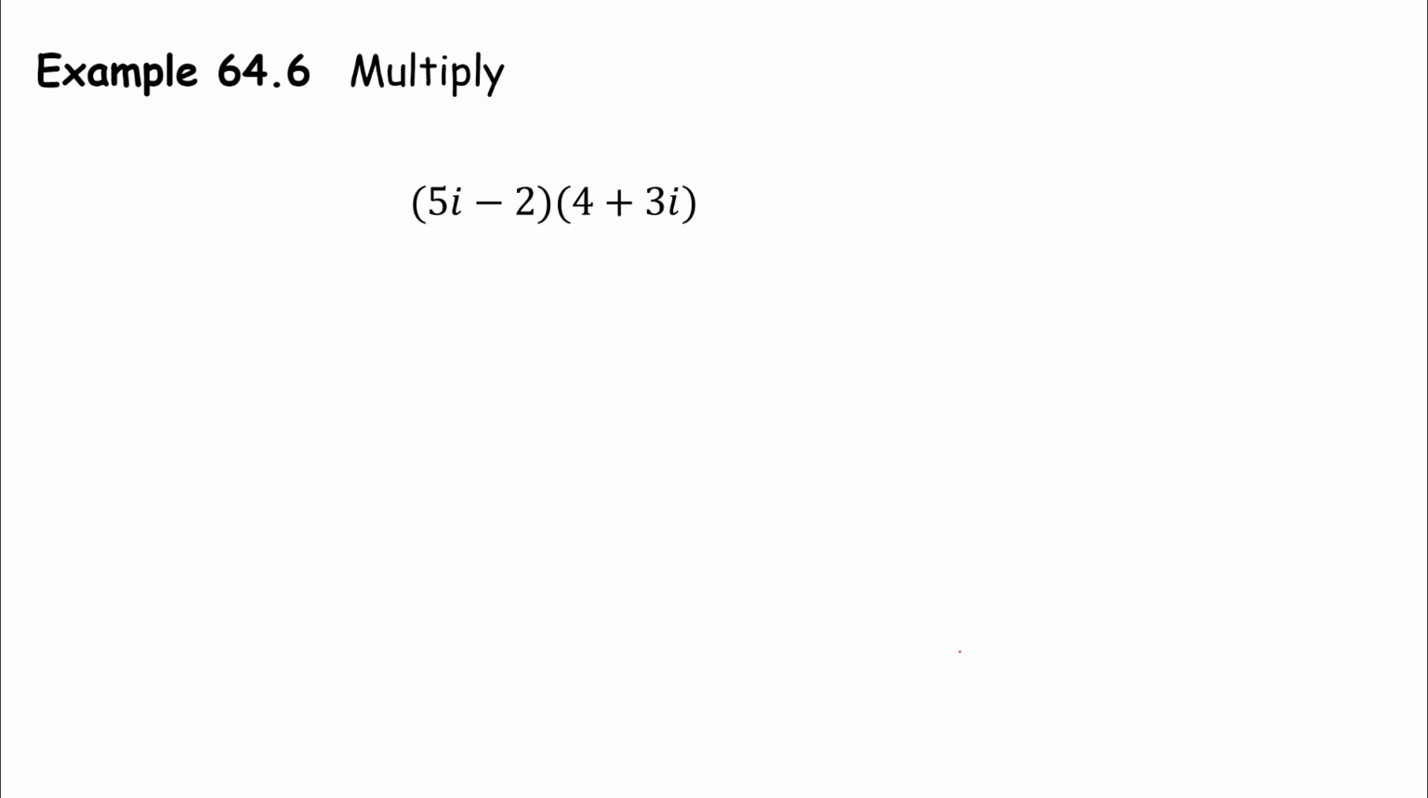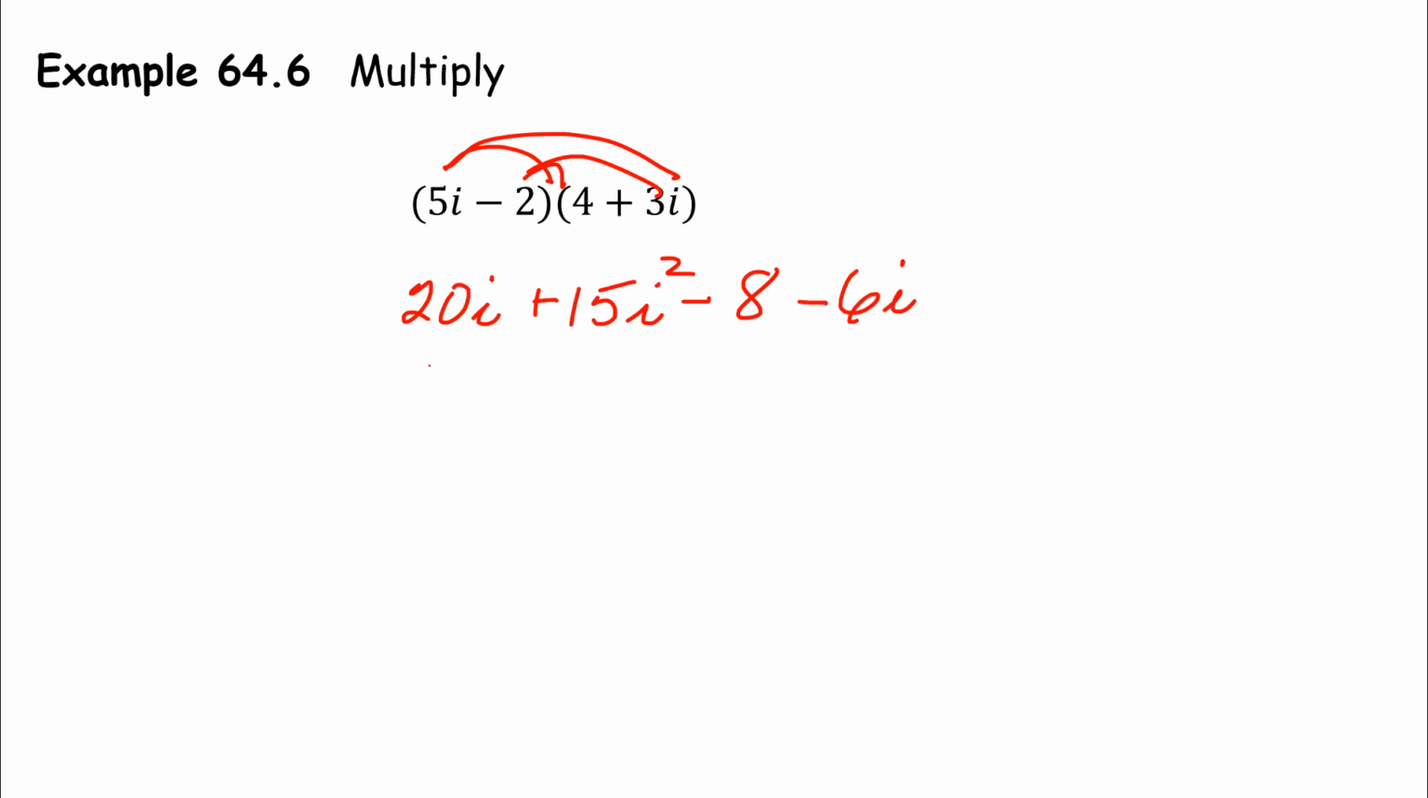Next, we have multiplying two complex numbers, and all we have to do here is just use the distributive property. So 5i times 4 is 20i. 5i times 3i is 15i squared. And then minus 2 times 4, which is 8, and minus 2 times 3i, which is 6i. So we've got 20i minus 6i is going to be 14i. And then we've got 15i squared, which is 15 times negative 1, and then minus 8.